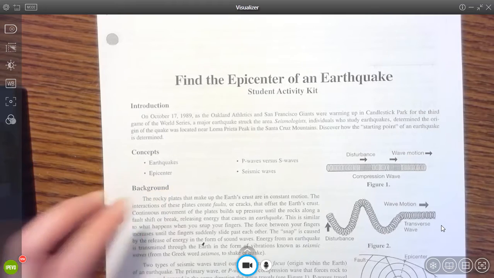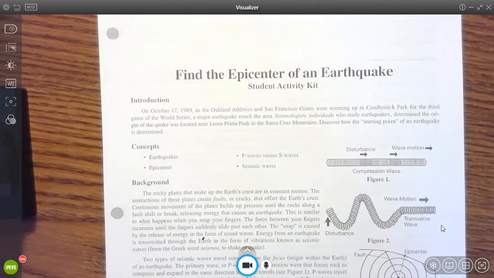All right, let's go through the directions. On October 17, 1989, as the Oakland Athletics and San Francisco Giants were warming up in Candlestick Park for the third game of the World Series, a major earthquake struck the area. Seismologists, individuals who study earthquakes, determined the origin of the quake was located near Loma Prieta Peak in the Santa Cruz Mountains. Discover how the starting point of an earthquake is determined.